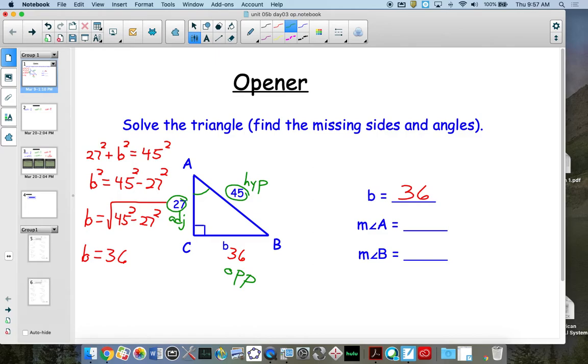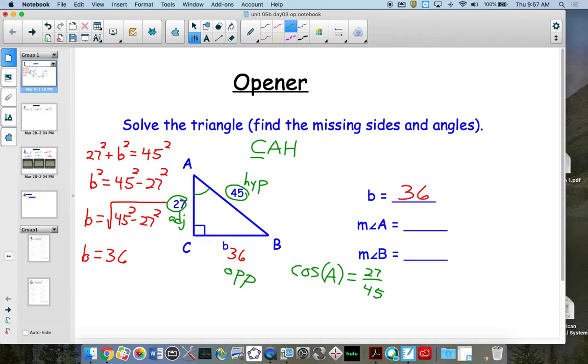So if I'm going to use the 27 and the 45, that's the adjacent and the hypotenuse. So if you remember SOHCAHTOA, the CAH, the cosine, uses the adjacent and the hypotenuse. So I'm going to want to use the cosine function for this one. So I'm going to write cosine of the angle, which I don't know, is equal to the adjacent leg over the hypotenuse.